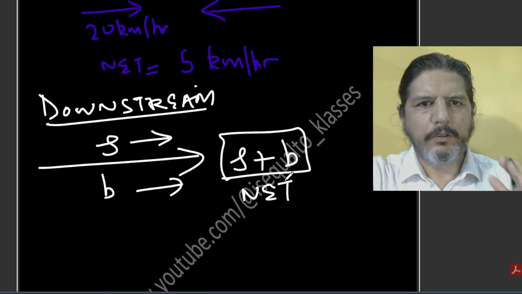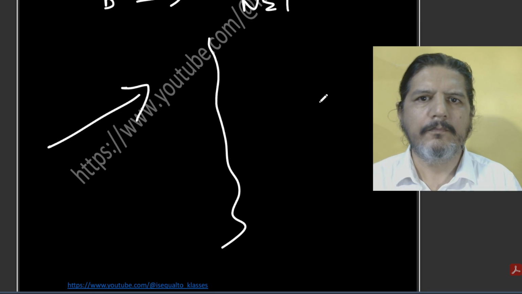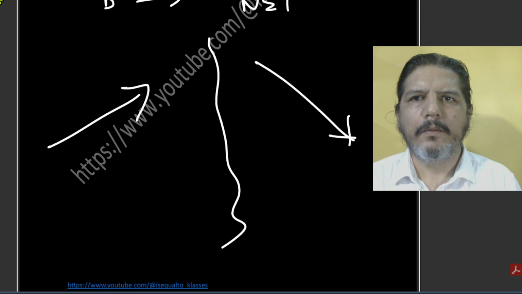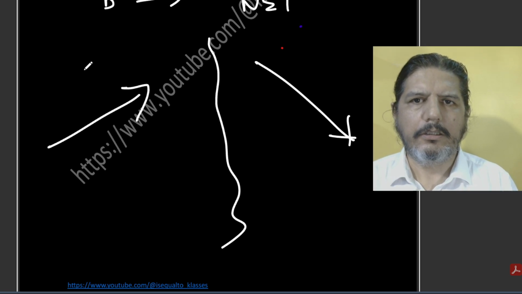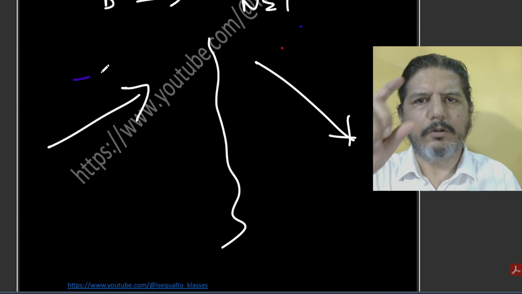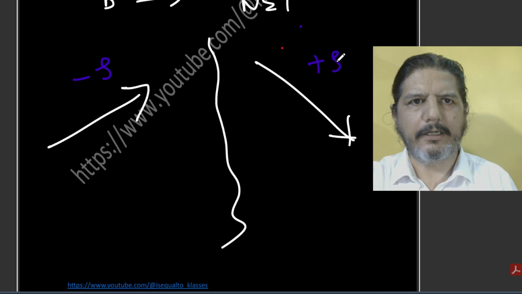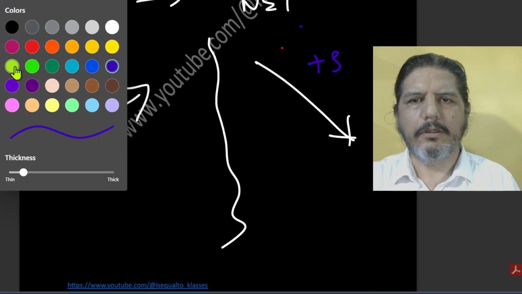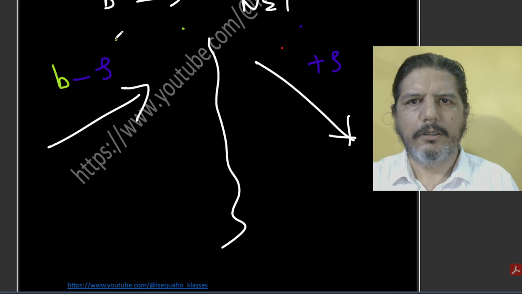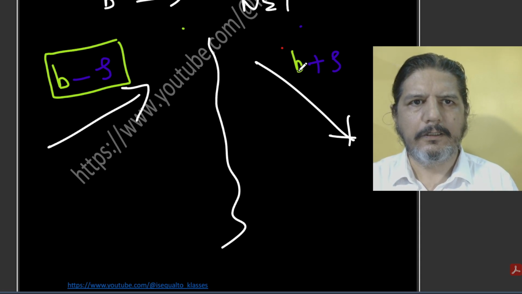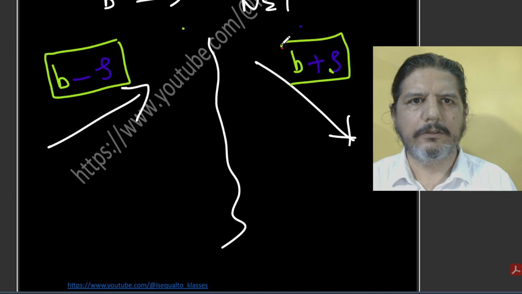So in short, what I'm trying to tell you is, usually I represent upstream like this and downstream like this, because it becomes a bit easier to understand. So when you are going upstream, the speed of the stream would be subtracted, and when you are going downstream, the speed of the stream would be added to the speed of the boat. So the net would be b minus s, and here it would be b plus s. I hope this is making sense.